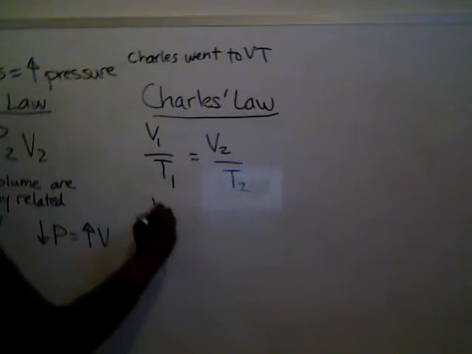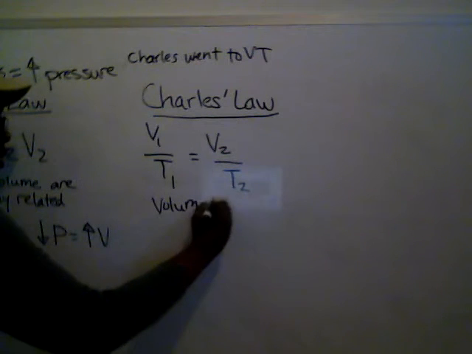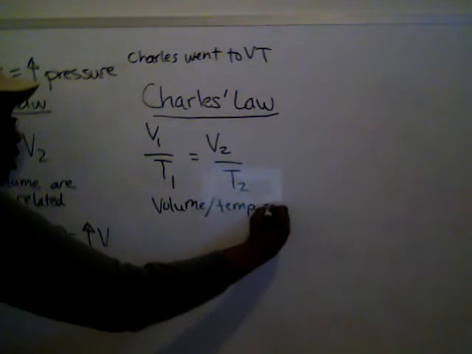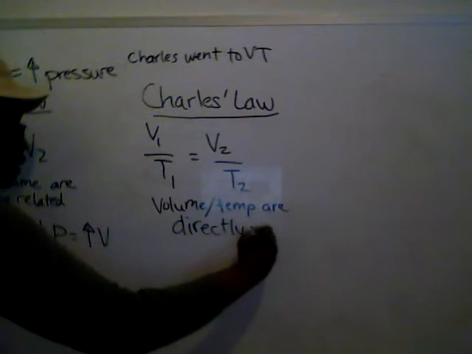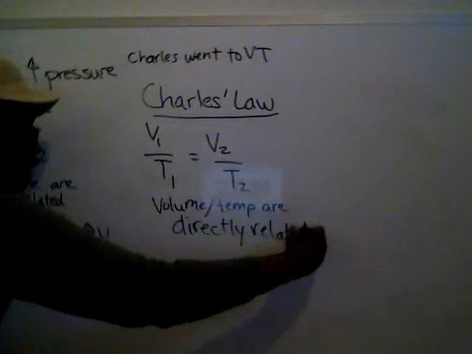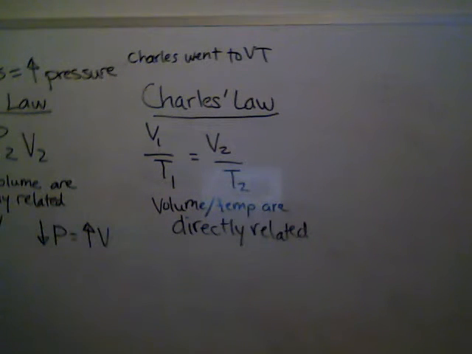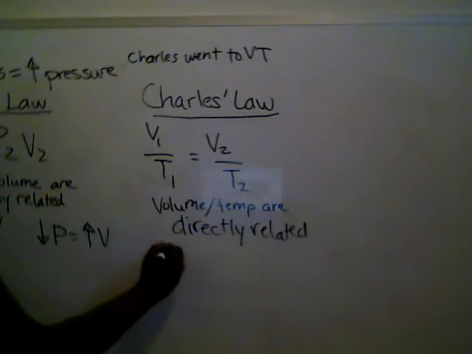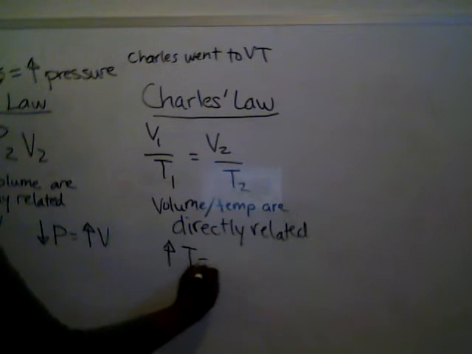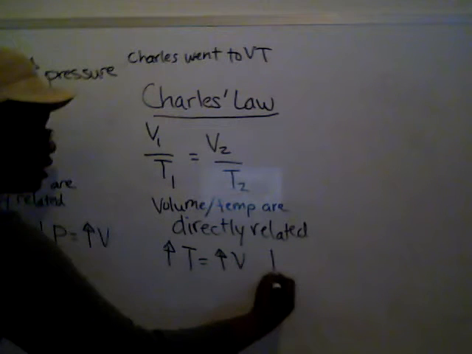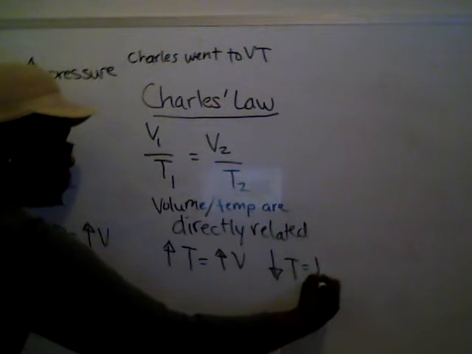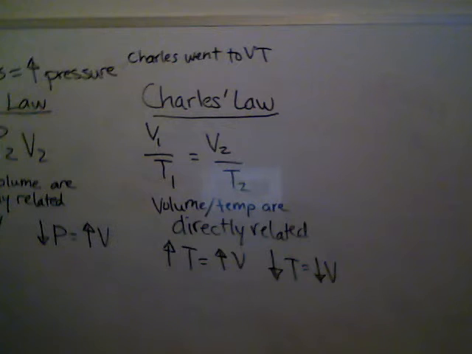Okay. Charles says that volume and temperature are directly related. So not inversely this time, but directly related. Well, directly related means whatever you do to one has the exact same effect on the other. So if we were to increase the temperature, the volume should increase. If we were to decrease the temperature, the volume should also decrease. So they go in the same direction.